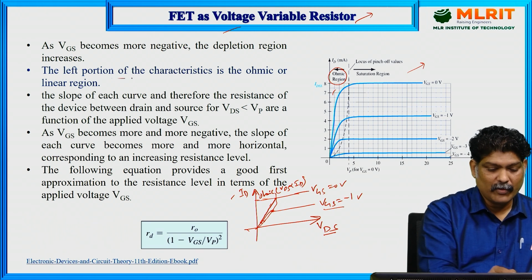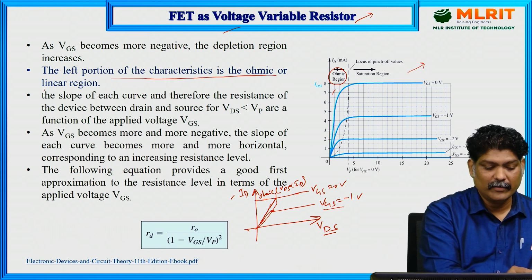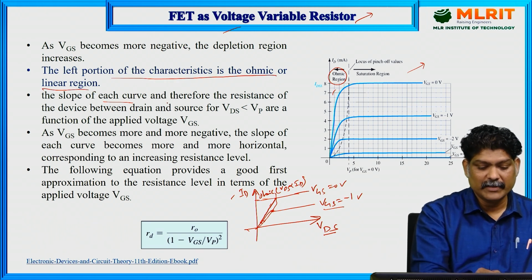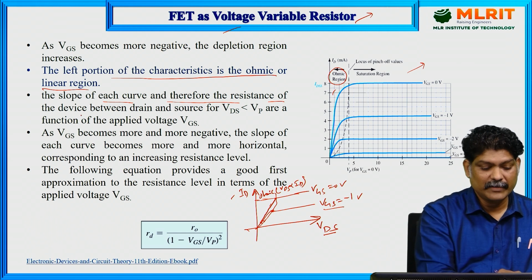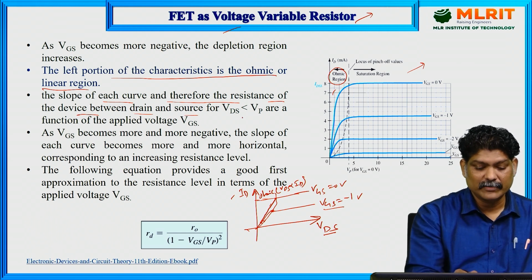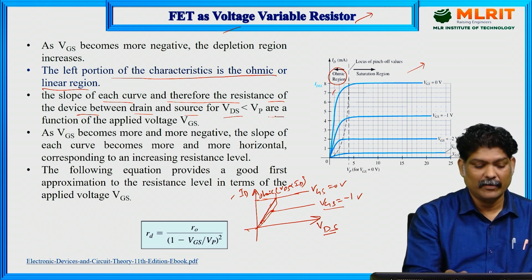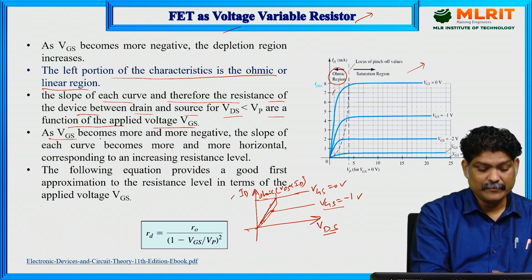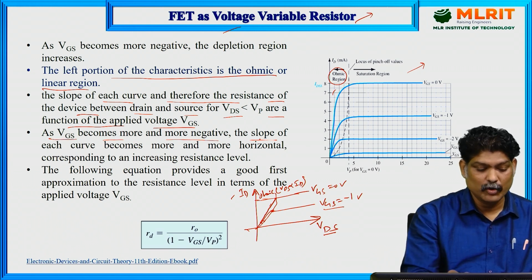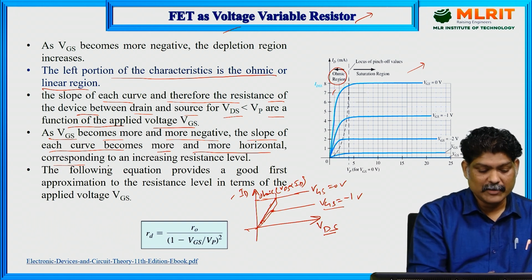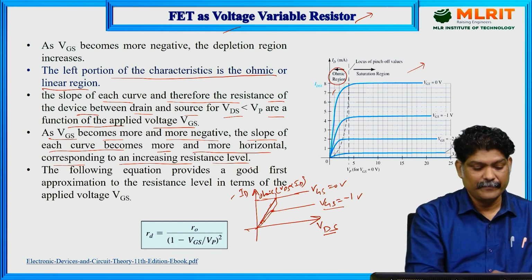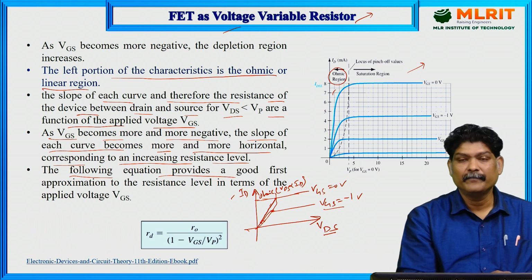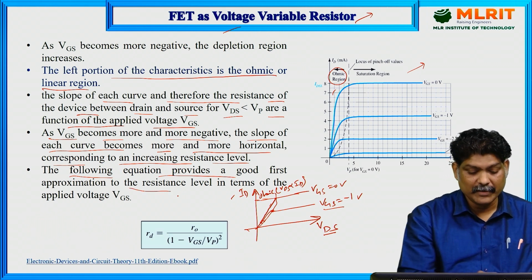The left portion of the characteristics is the ohmic or linear region. The slope of each curve, and therefore the resistance of the device between drain and source for VDS less than VP, are a function of the applied voltage VGS. As VGS becomes more and more negative, the slope of each curve becomes more and more horizontal, corresponding to an increase in the resistance level. The following equation provides a good first approximation to the resistance level.